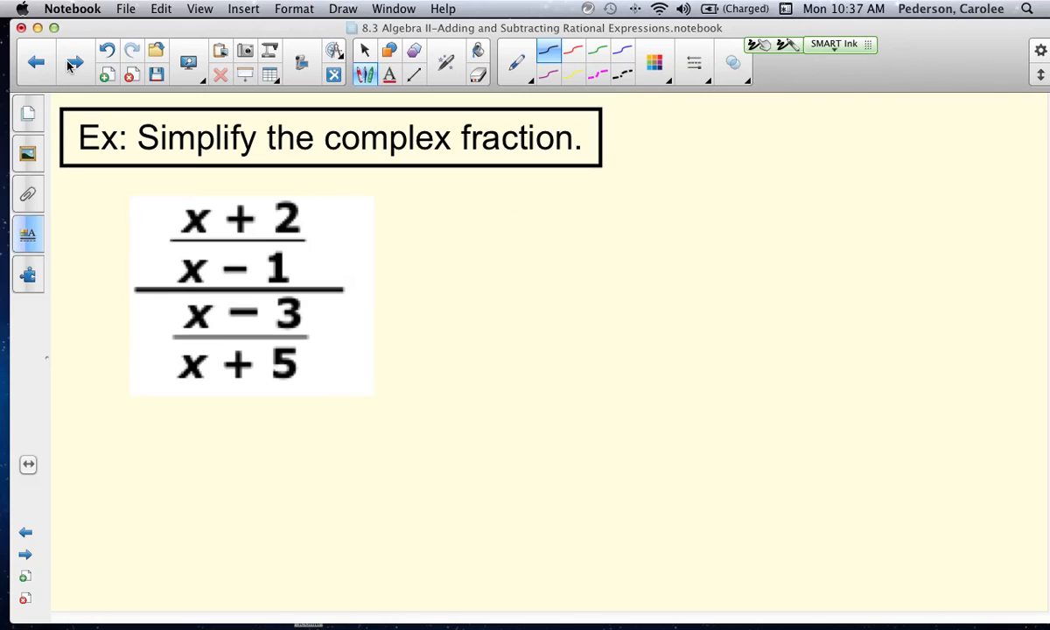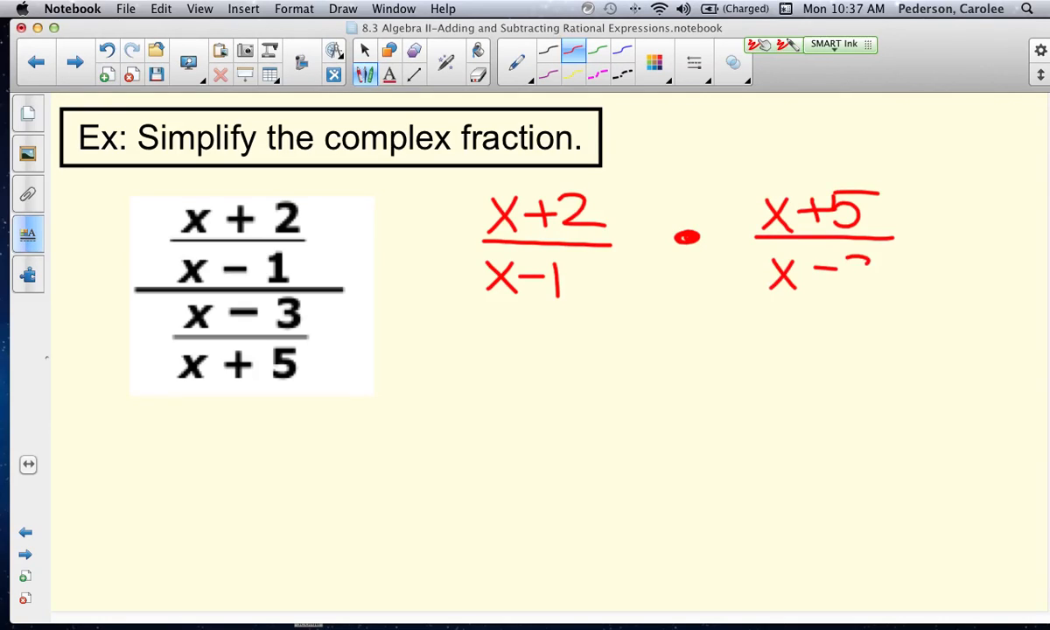Last example. All right, we're going to keep the first fraction as it is. The second fraction, we're going to change it to multiplication symbol, and then flip. So now x plus 5 over x minus 3.